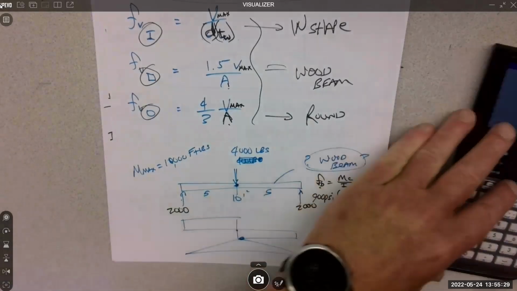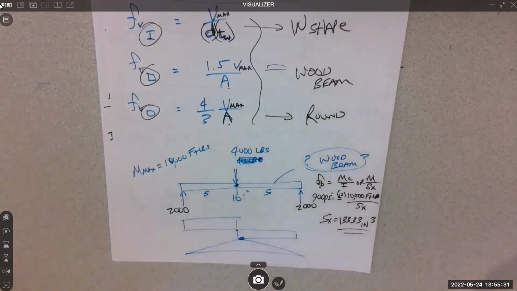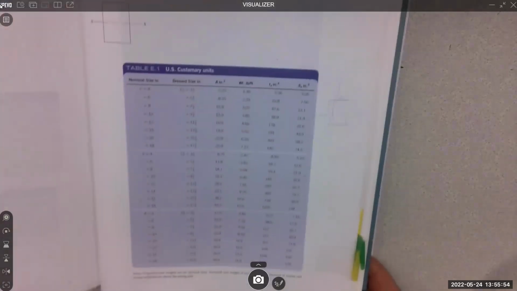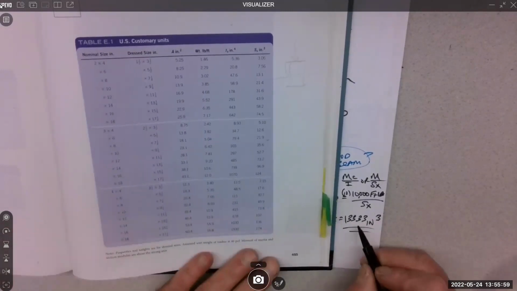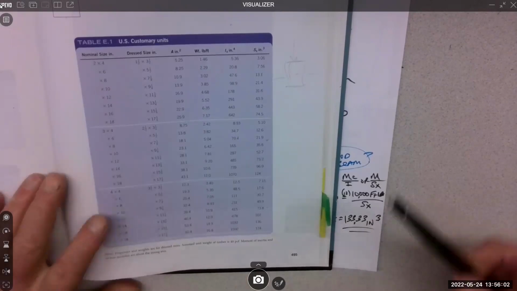So that's one of the things in the table, this SX value. The only reason it's in there is for the design purpose of trying to choose a beam. So I'm going to go to the structural wood shapes, trying to find it, can't find it. There it is, 495. My number is 133.33 for the SX. So there's SX showing up.